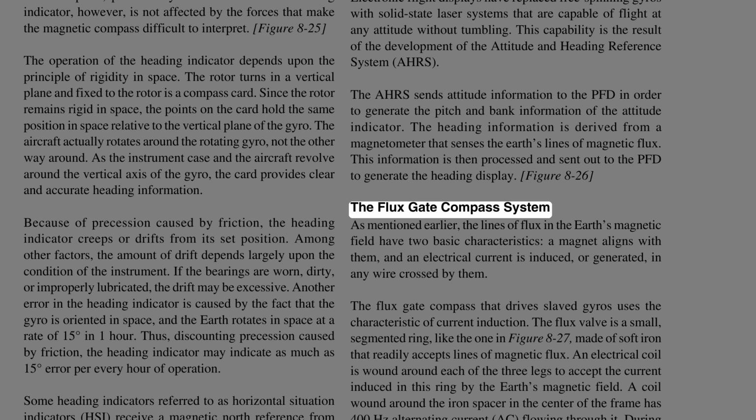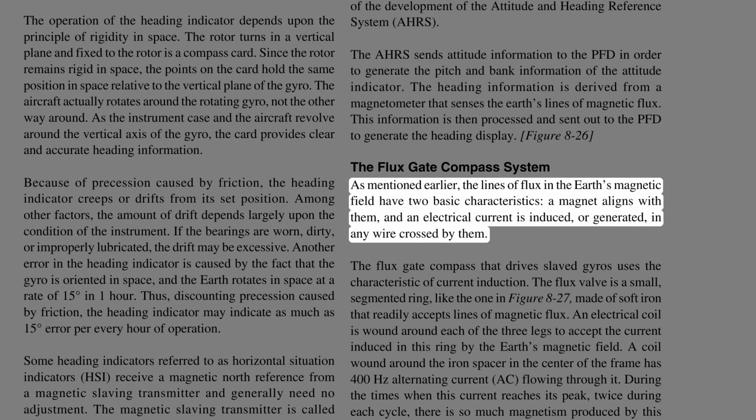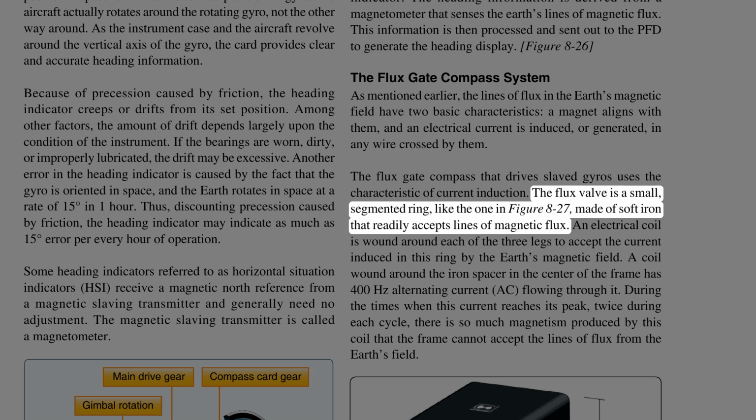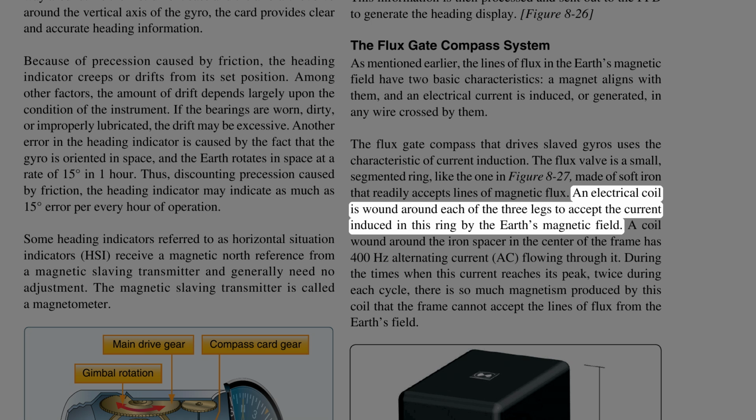The flux gate compass system. As mentioned earlier, the lines of flux in the Earth's magnetic field have two basic characteristics. A magnet aligns with them, and an electrical current is induced, or generated, in any wire crossed by them. The flux gate compass that drives slaved gyros uses the characteristic of current induction. The flux valve is a small, segmented ring, like the one in Figure 8-27, made of soft iron that readily accepts lines of magnetic flux.